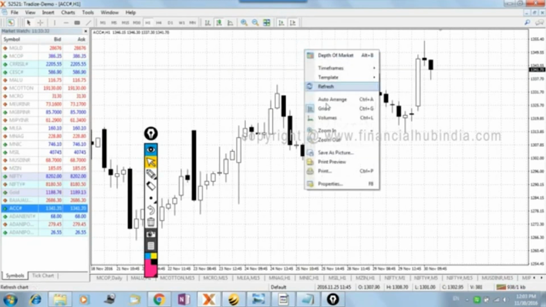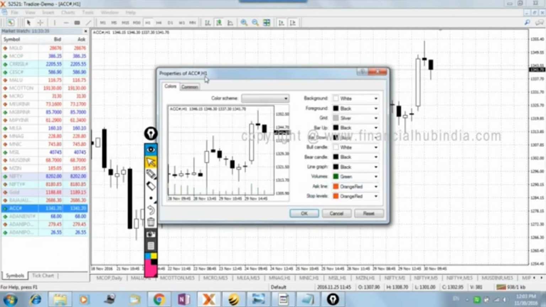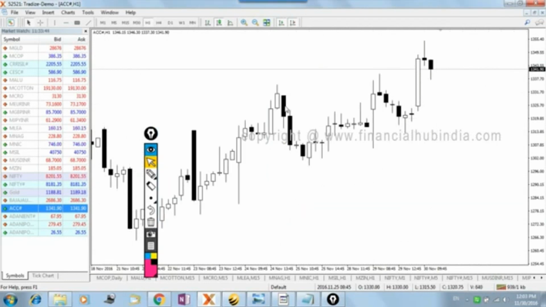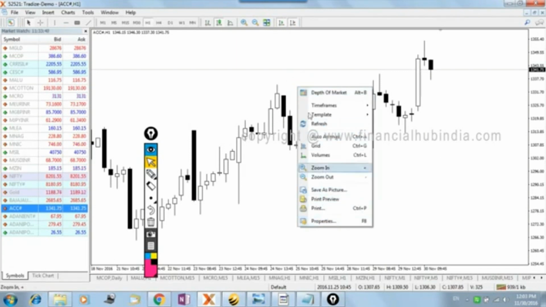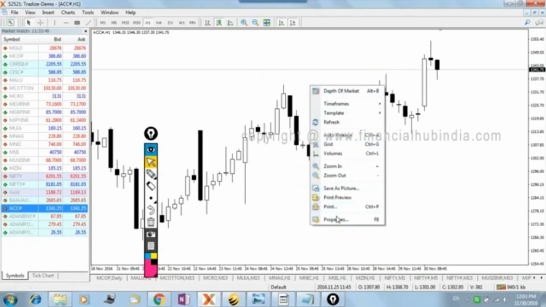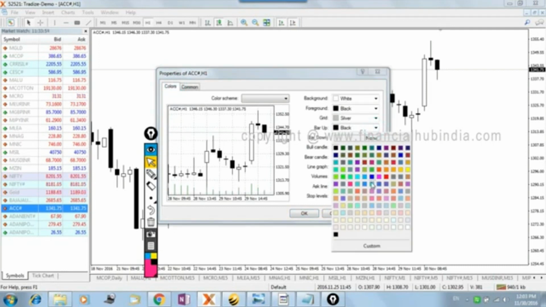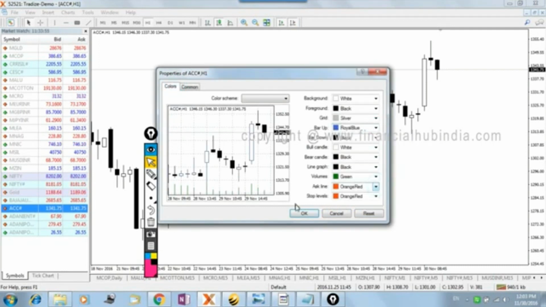What I do, I right click, go there again, go to common, and remove the grid. I don't need the grid actually, so I remove it. Okay, so there are white candles and black candles. Now I want this white to be blue. That is my favorite color. So I come here and click royal blue.